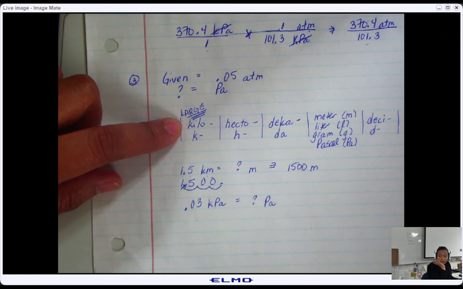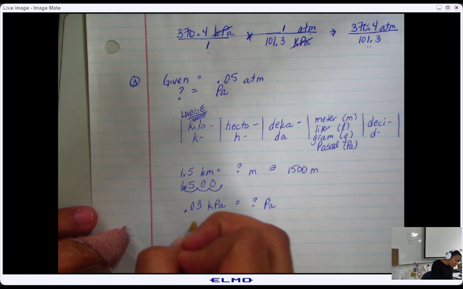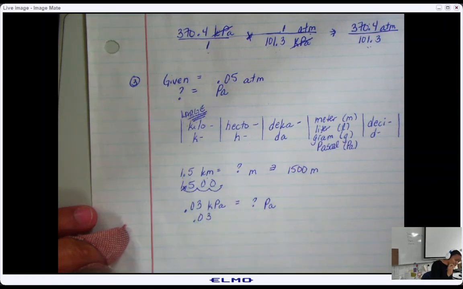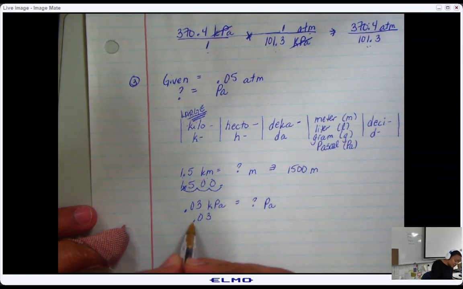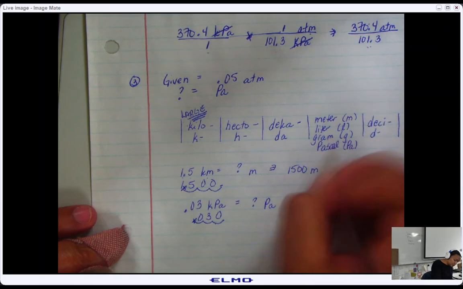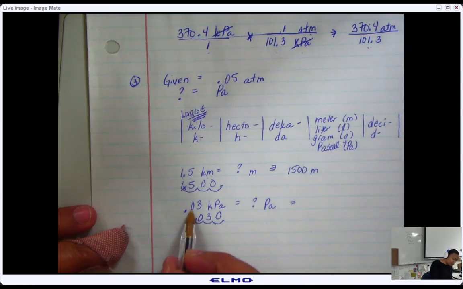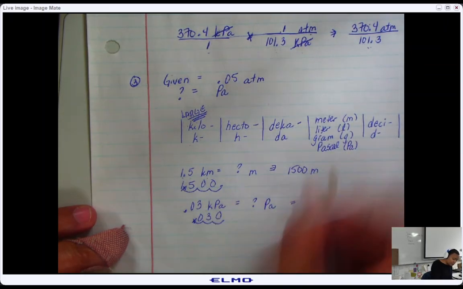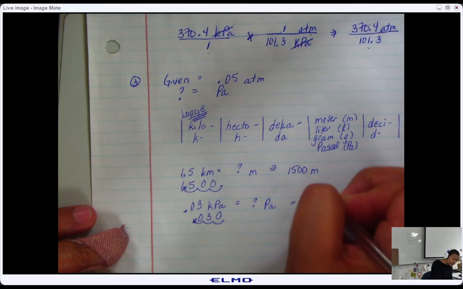How many spaces? 3. Okay, good. So we're going to do the same thing. So my 0.03, moving it 3 spaces to the right. Remember, each number counts as a space. Is 1, 2, 3. If I have a blank that doesn't have a number, I fill it in with a 0. So this decimal is gone. This is where my new decimal is. So as far as pascals, 0.03 kPa is 30 pascals.